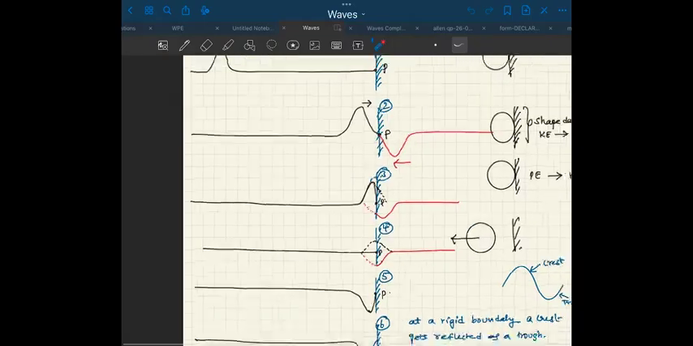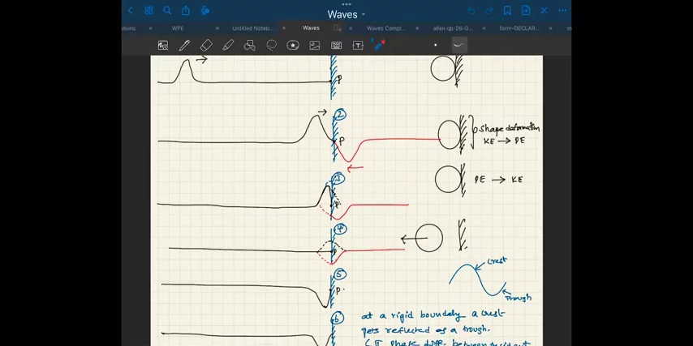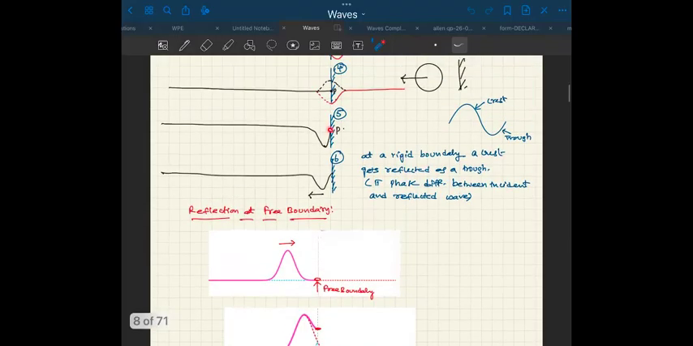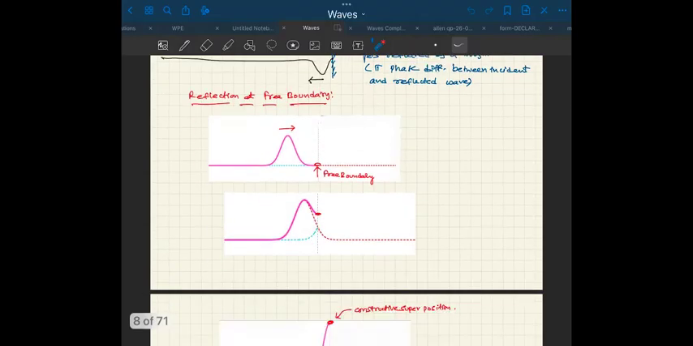Any doubt in this, please ask me right now. Similarly, reflection at a free boundary. How to imagine a free boundary? You imagine the string here is connected to a light ring, some mass is there. And this is some thin rod-like structure, along which the ring can freely move. When the disturbance reaches this point, remember, unlike point P, this point can move. So what happens is that point will move.